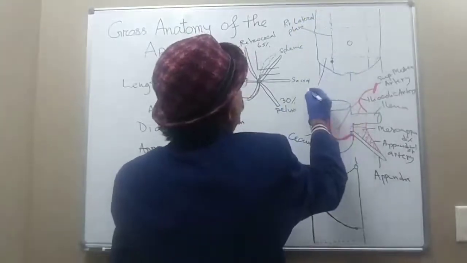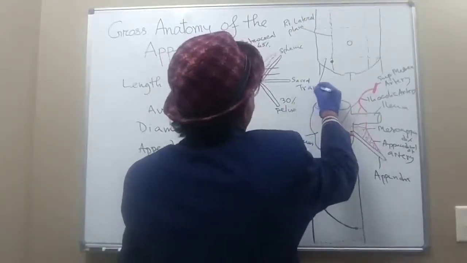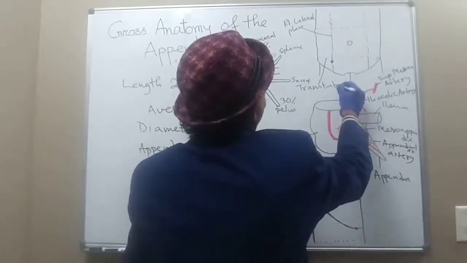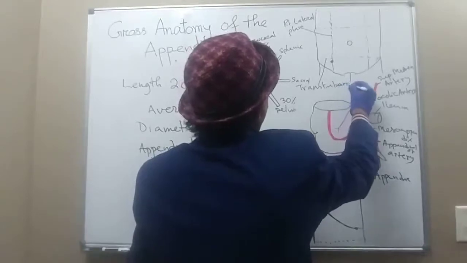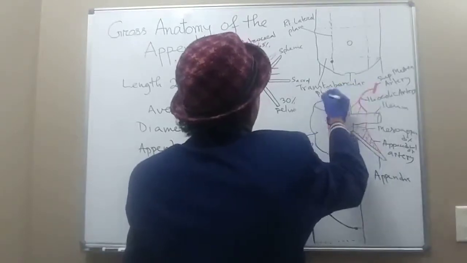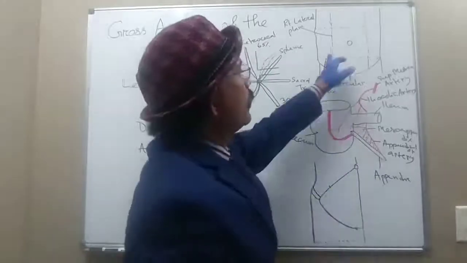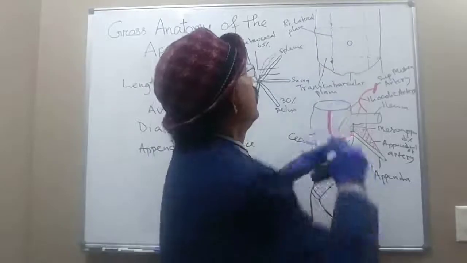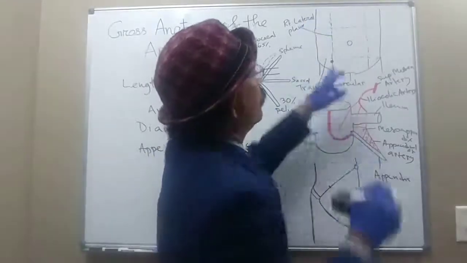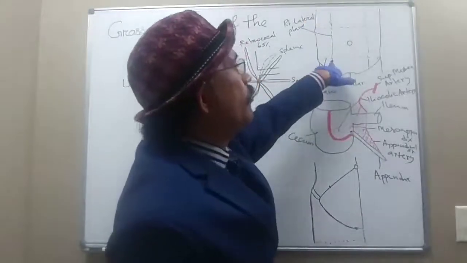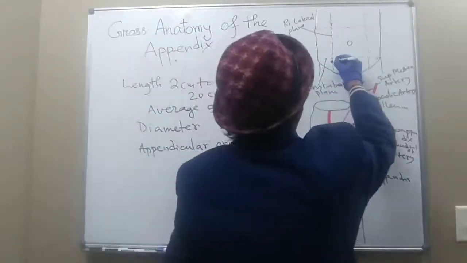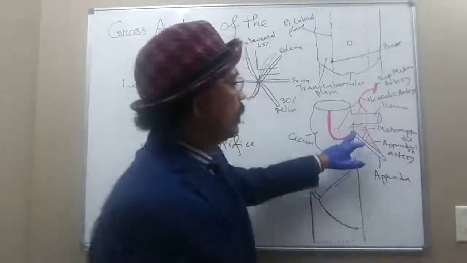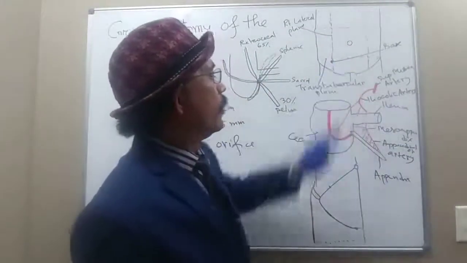This is the transtubercular plane. Their junction is here, around 2 cm below the junction of the right lateral plane and the transtubercular plane. This is the location of the base of the appendix. That means this part is here.